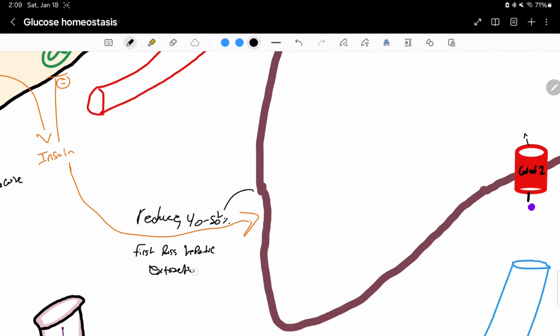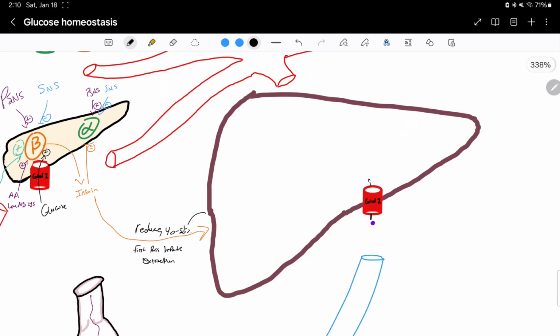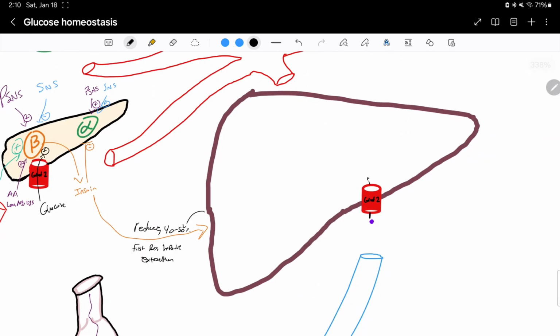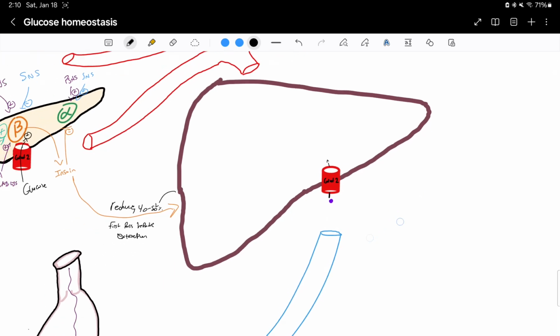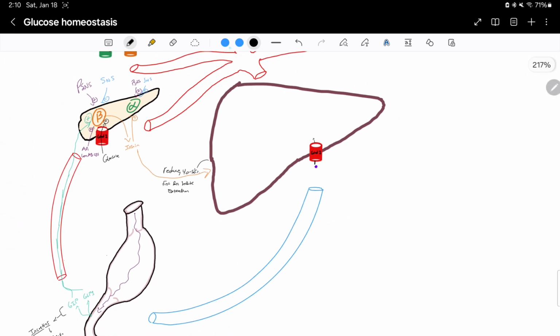First pass hepatic extraction, which means that insulin has its first pass through the liver, right? Which is, by the way, hepatic. Hepatocytes, liver, right? They're going to extract a lot of that insulin. And that's just going to remain very little insulin in the blood afterwards, which is good, actually. That's what we want. Now let's follow what insulin is going to do in the liver.